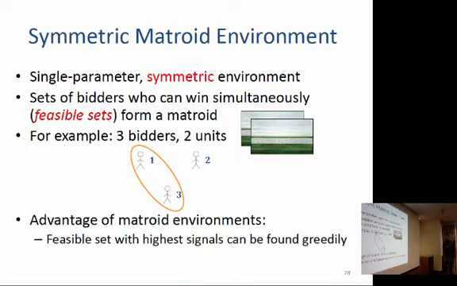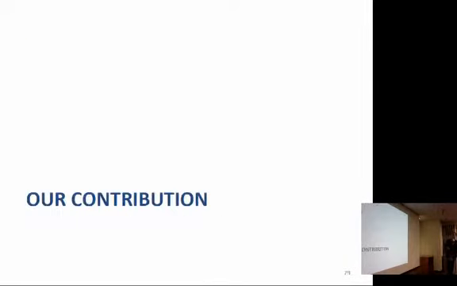The advantage of matroid environments that makes them interesting for us is that if you want to find the feasible set of bidders with the highest signals, you can just do it greedily, right? You go over the bidders and add the next bidder with the highest signal if that doesn't ruin feasibility. Okay. Any questions about the setting?